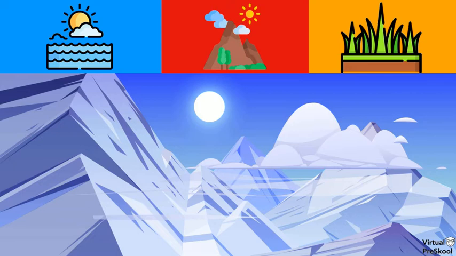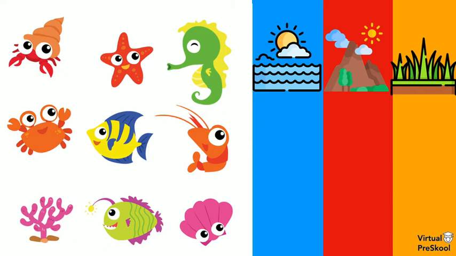And how do we say mountain in Hindi? Pahad. These guys all live in the what? In the ocean, mountain, or grass? They live in the ocean, right? And how do we say ocean in Hindi? Mahasagar.